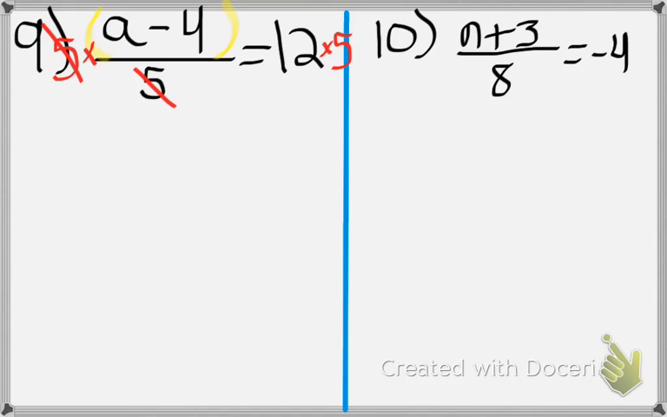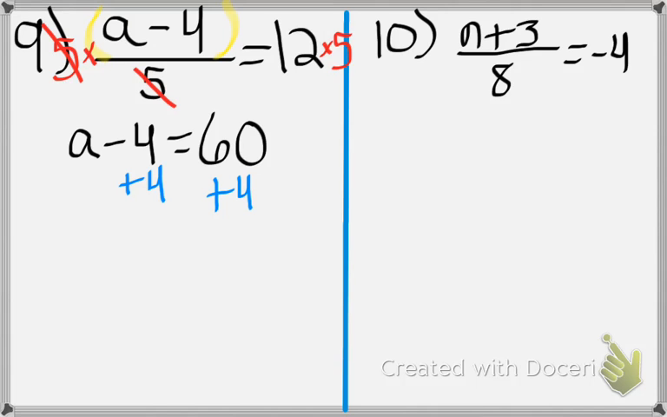The times 5 and divided by 5 cancel on the left side. So on the left side, we have just A minus 4. Notice I'm explaining this. We're not giving you the answer first. Now on the right side, 12 times 5, well, that's 60. So now we just have to get rid of minus 4 by adding 4 to both sides, and then we'll be all done. So we end up with A equals 64. So that is our final answer to number 9, A equals 64.